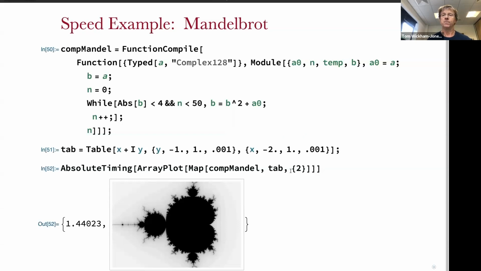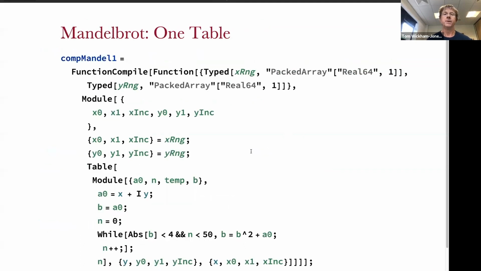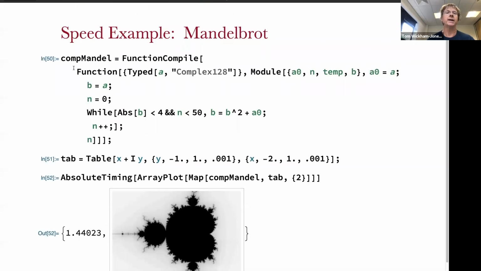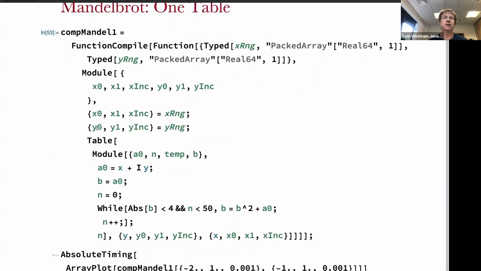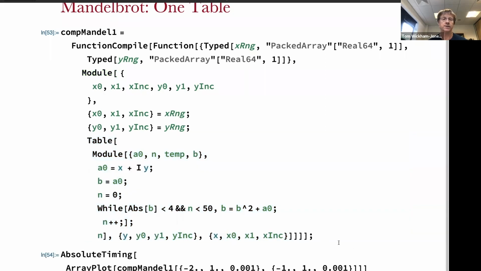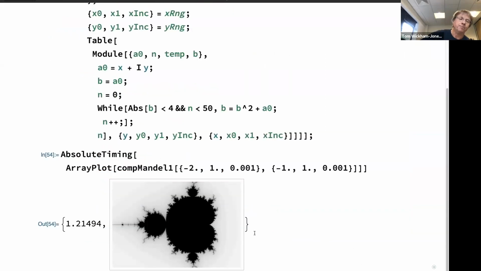So here's the computation, and it ran in such a time. This is actually running faster than in 12.1. Now, here I'm taking the same code that I had there, but this has an inefficiency because I'm generating a table and then mapping over the table. It's much better to put the table inside the compiled function, and then I only have to make the data once, and so this has got a little bit faster.